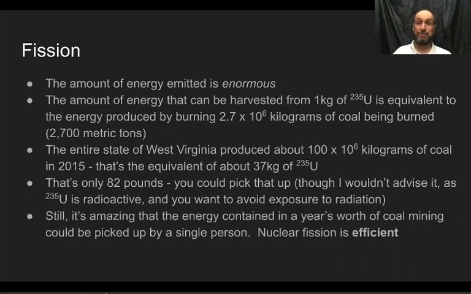The amount of energy that's given off here is hard to overstate. It is absolutely enormous. The amount of energy that can be harvested from 1 kilogram of uranium-235, now understand that's 2.2 pounds, you can hold it comfortably in your hand, is the equivalent of the energy you would get by burning 2.7 million kilograms, over 5 million pounds of coal. The entire state of West Virginia only produced about 100 million kilograms of coal in the year 2015. That's the equivalent of 37 kilograms of uranium, which is only 82 pounds.